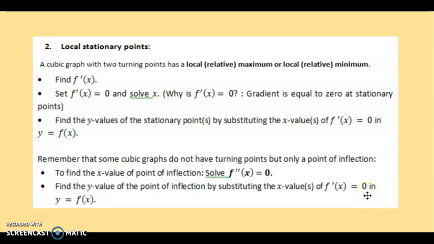To find the x value of the point of inflection, I will have to find f double dash of x, meaning I've got to find the derivative of the derivative of the function. And I must equate that to 0 and solve for x. Then I have my x value. Then I must take that x value and substitute it into the original function in order to find the corresponding y value for the point of inflection on the graph. For those who do not understand the point of inflection, it is where the gradient of the tangent to the graph will start changing direction.